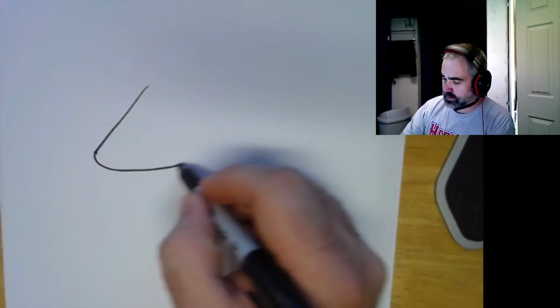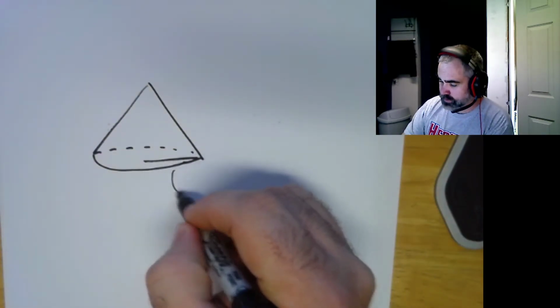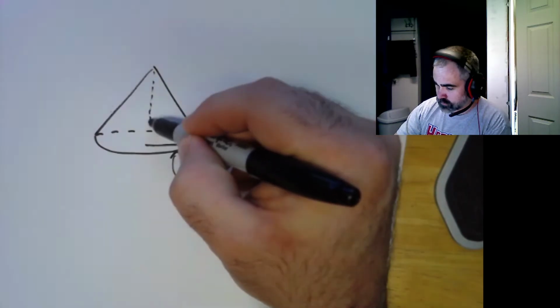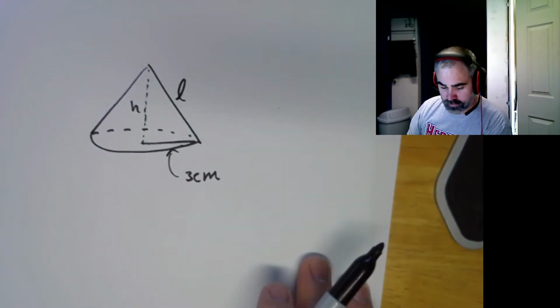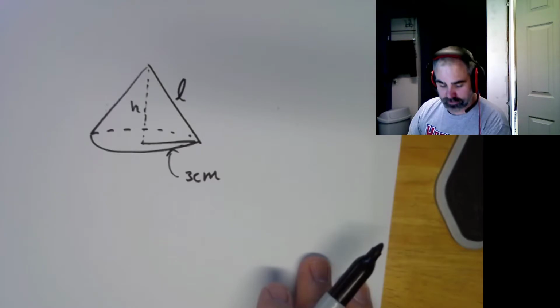So how about, again, finding the volume's not too bad. Let's do, how about 11? I know that was probably tricky. So we got a cone right here. Tells you that the radius is 3 centimeters. Doesn't tell you the height, and it doesn't tell you the slant height. So we got to figure out what this all is. Okay. Got to find the missing dimensions.